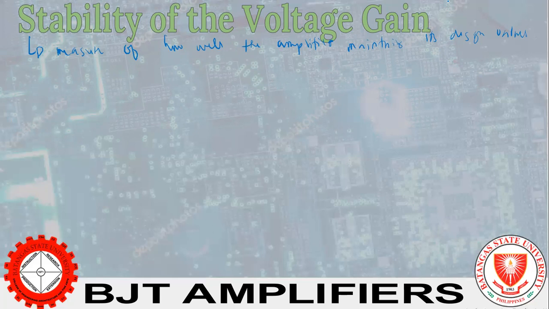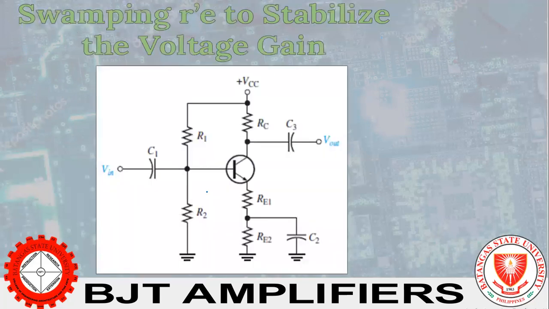So, this causes the gain to be unstable over changes in temperature because RE prime increases. So, pagtaas ng temperature, tumataas yung ating internal resistance. So, the gain decreases and vice versa. Okay? So, para lang siyang AV over R. Yun na lang siya. So, yung AV is equal to RC over RE. So, pag pinag-usapan natin yung stability of voltage gain, swamping of RE prime to stabilize naman.